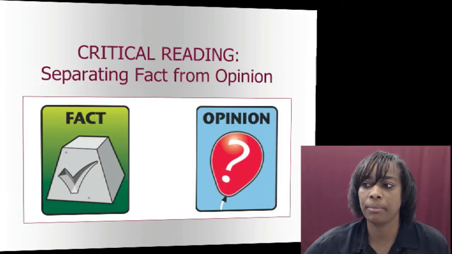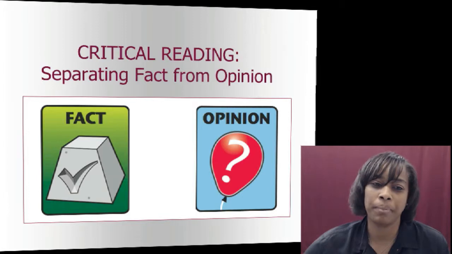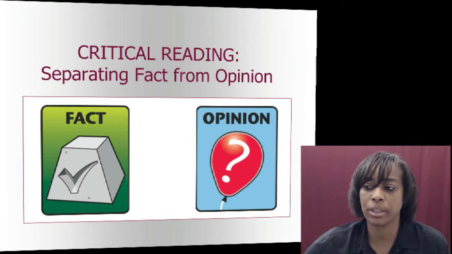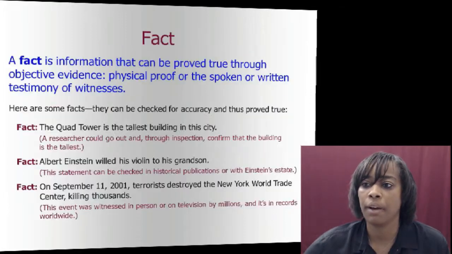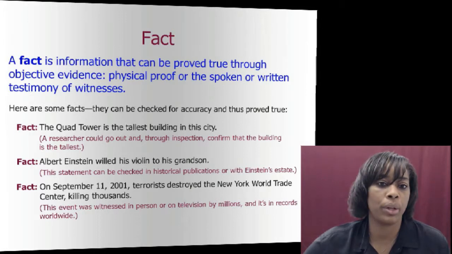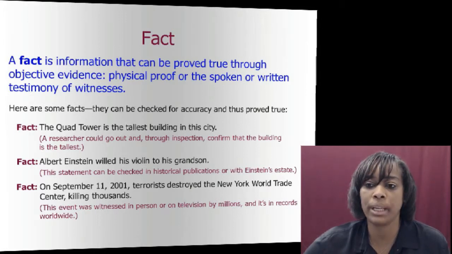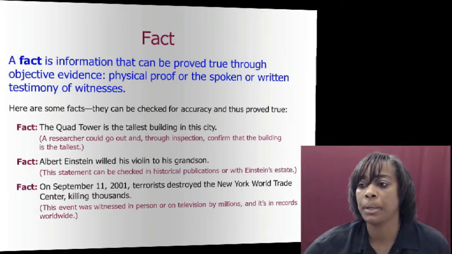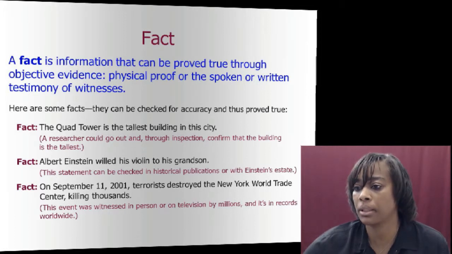So basically, when we're looking at critical reading, we want to be able to separate fact from opinion. Okay? I'm going to give you a couple of definitions to help you determine this. A fact is information that can be proven to be true. You have to have physical evidence, whether it's written or spoken, whether it's witnessed, but you have to have concrete evidence in order to prove that it's true. So here are some facts. I'll see if you can determine what makes them true.